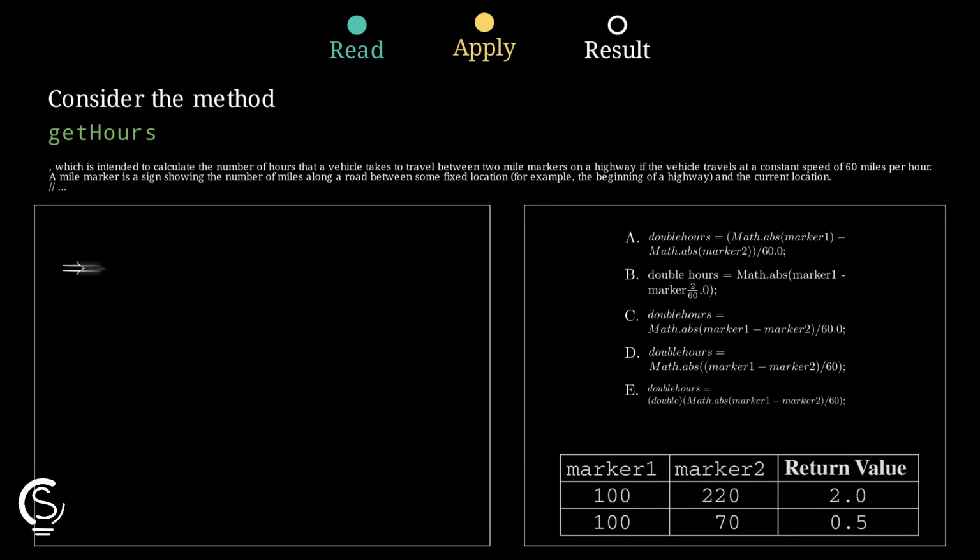Option C is correct because it divides that absolute difference by 60.0. Using a double literal ensures the division results in a precise decimal value instead of a truncated integer.